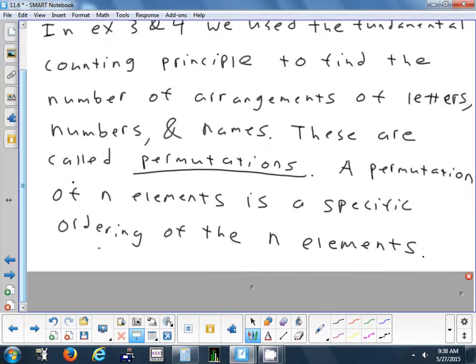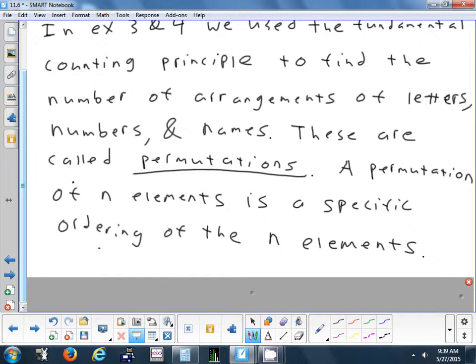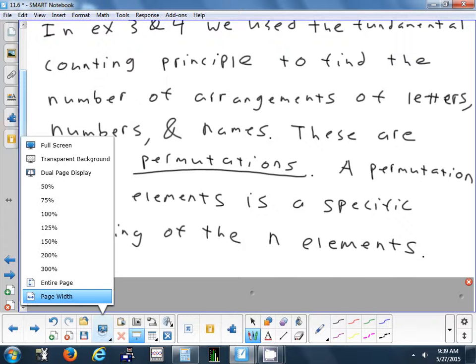License plate, if you have a license plate 223, that's different than 322. Same numbers, but it's a different order. Phone numbers, passwords, all that kind of stuff. Order is important. Okay, any question on what a permutation is? It's a specific ordering.